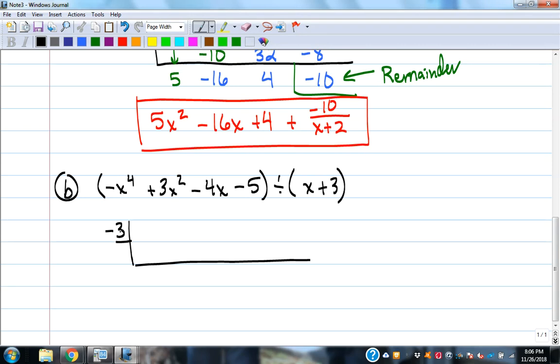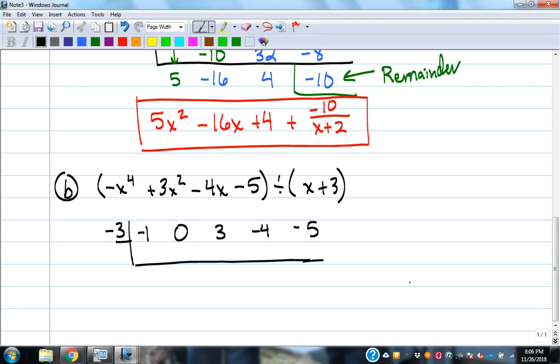What goes on the top row? Negative 1. Positive 3. Oh, we got to put a 0 there because we got a missing x cubed. So we got to put a 0 right there. And then a positive 3. Negative 4. Negative 5. So we had a missing piece, so we had to put a 0 in its place.